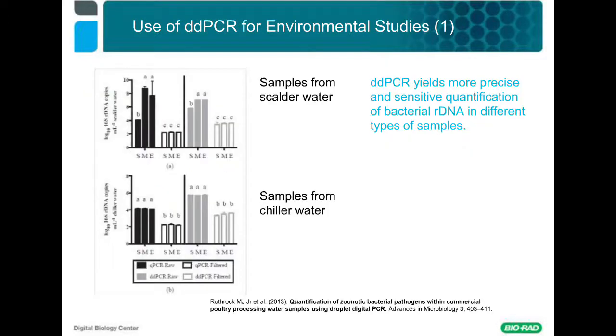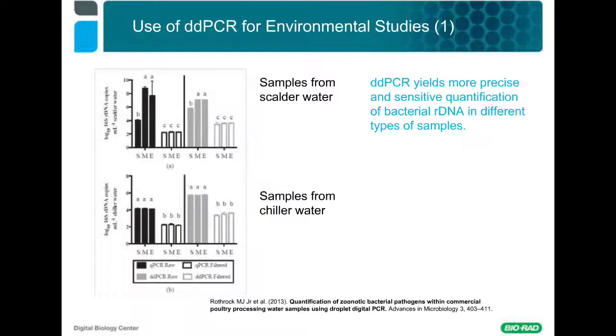So in this study, Dr. Rothrock and his collaborators used digital PCR in comparison with qPCR to detect several different types of bacterial DNA in the different samples that are generated from poultry processing plants, specifically water samples.